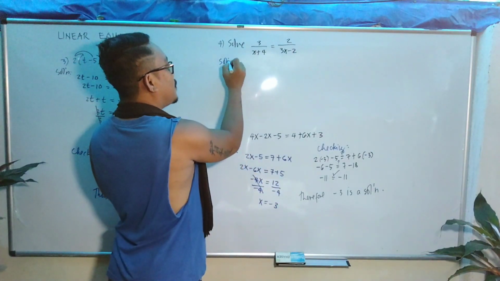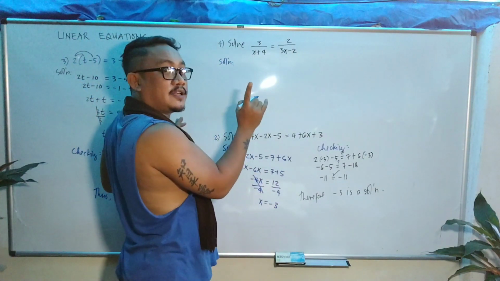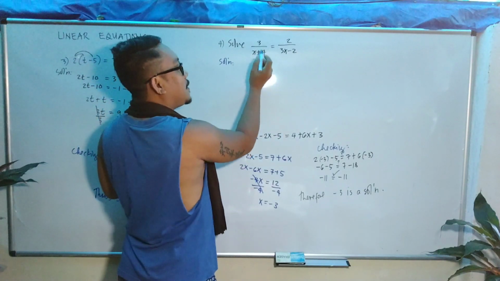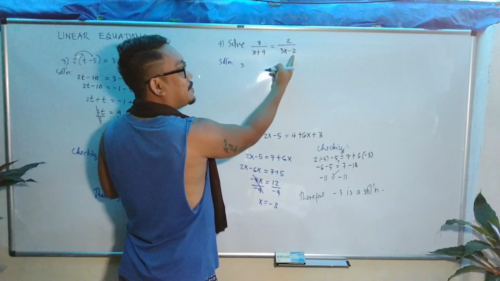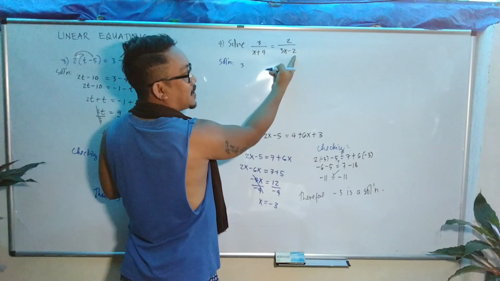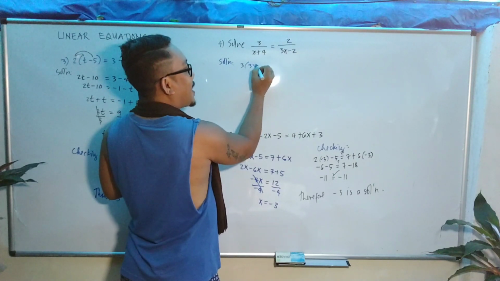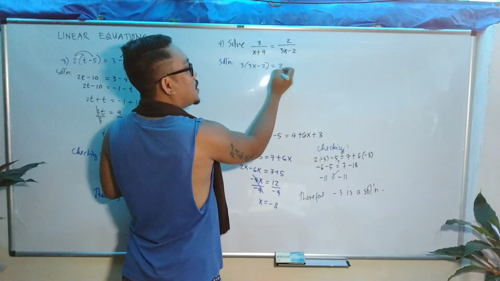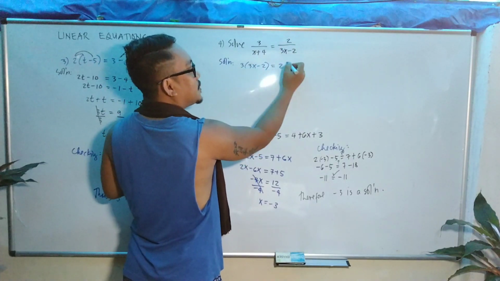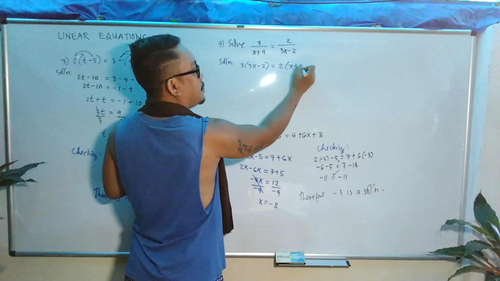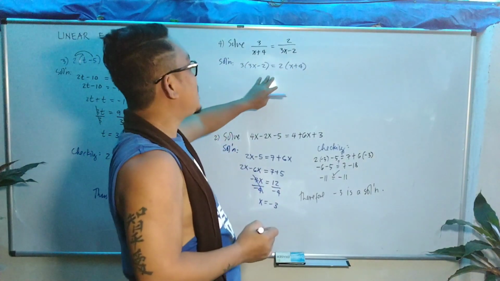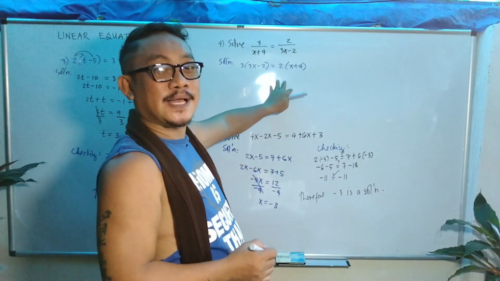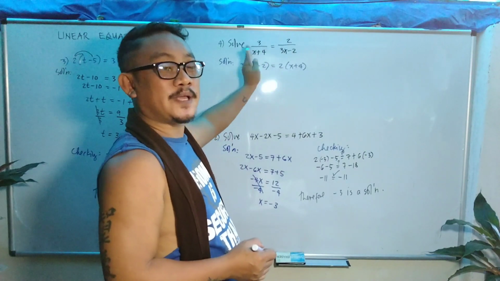So, as I have said, we will do the cross multiplication. So, we have 3 times the denominator on the right side of the equation, which is 3x minus 2. So, equal to, you just copy 2 times this one, x plus 4. So, di ba? Mas simple na siya tan-awon class. You do the cross multiplication.